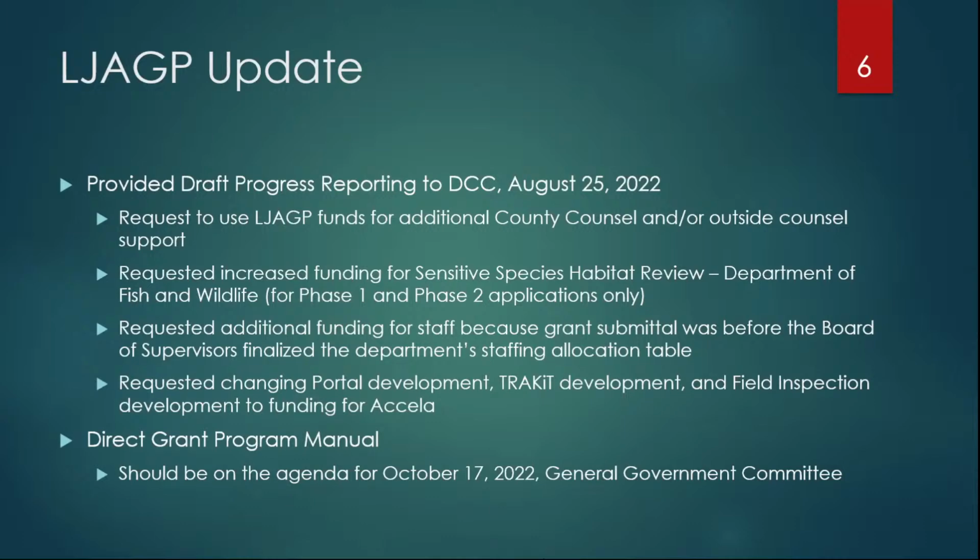Just a reminder, in that draft progress reporting that we submitted on August 25th, we requested the use of LJAGP funds to support county counsel and/or outside counsel so that we could have more focused counsel for the department, hopefully to reduce timelines. We requested increased funding for sensitive species habitat review to cover the costs of phase 1 and phase 2 applicants who need referrals to the Department of Fish and Wildlife.